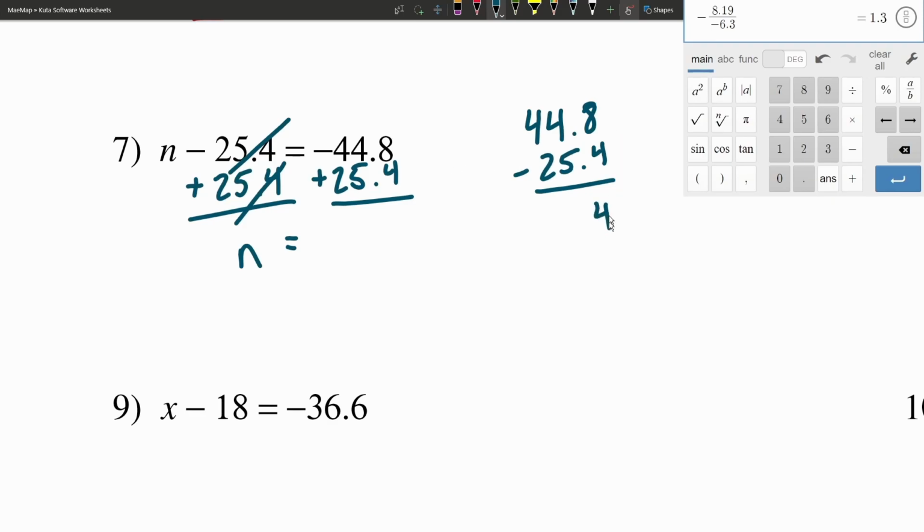8 minus 4 is 4. 4 minus 5, can't do that necessarily, so we'll cancel out this 4, drop it down to a 3. This will be 14. 14 minus 5 is 9. 3 minus 2 is 1. So that's going to be 19.4. And remember, overall it's negative. So that's a negative 19.4 for number 7.